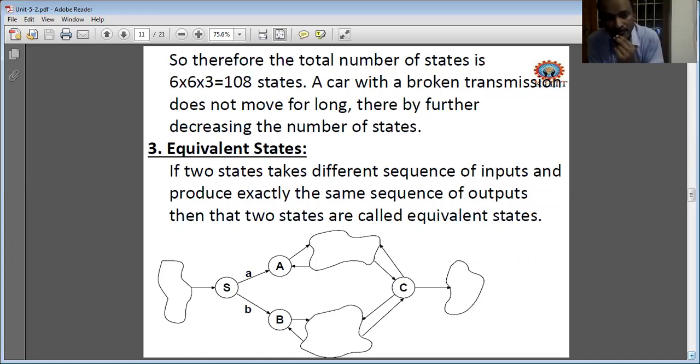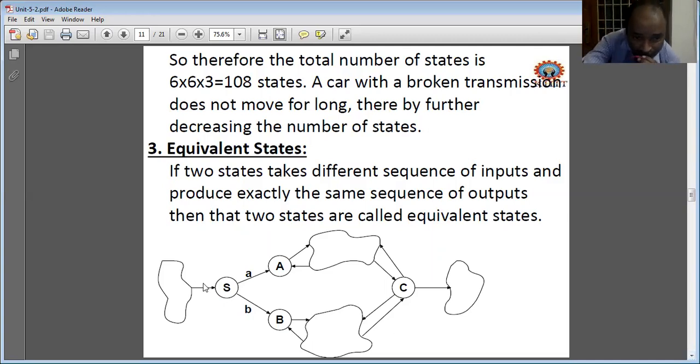Okay. Third one, equivalent states. What is meant by equivalent states? If two states take different sequences of inputs and produce exactly the same sequence of outputs, then the two states are called equivalent states.